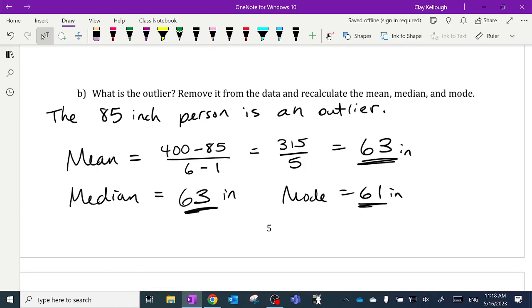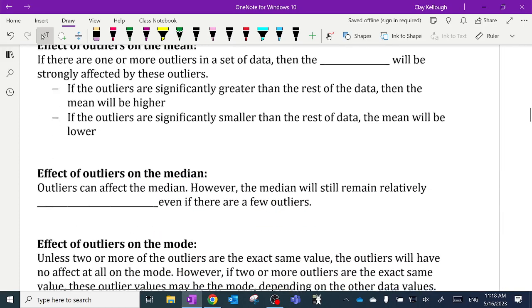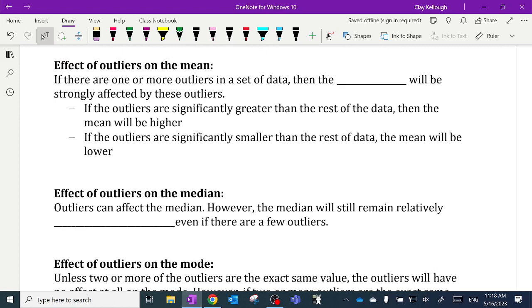Okay, next. A little bit of notes. If there are 1 or more outliers in a set of data, then the mean will be strongly affected by these outliers. If the outliers are significantly greater than the rest of the data, then the mean will be higher than it probably should be. If the outliers are significantly smaller than the rest of the data, the mean will be lower than it should be. Outliers can affect the median. However, the median will still remain relatively unchanged.